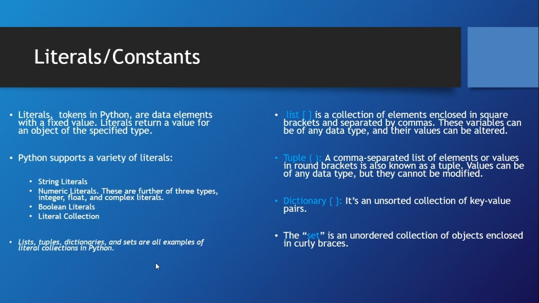A list is a collection of elements enclosed in square brackets and separated by commas. These variables can be of any type and their values can be altered, so it is mutable in nature. A tuple is a comma separated list of elements or values in round brackets. Values can be of any data type but they cannot be modified, so they are immutable in nature. A dictionary, represented by curly braces, is an unsorted collection of key value pairs. We will discuss in more detail in upcoming lectures. A set is an unordered collection of objects enclosed in curly braces.